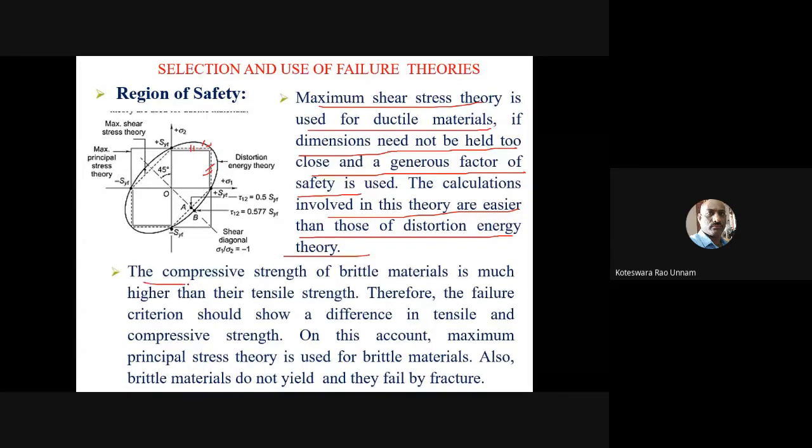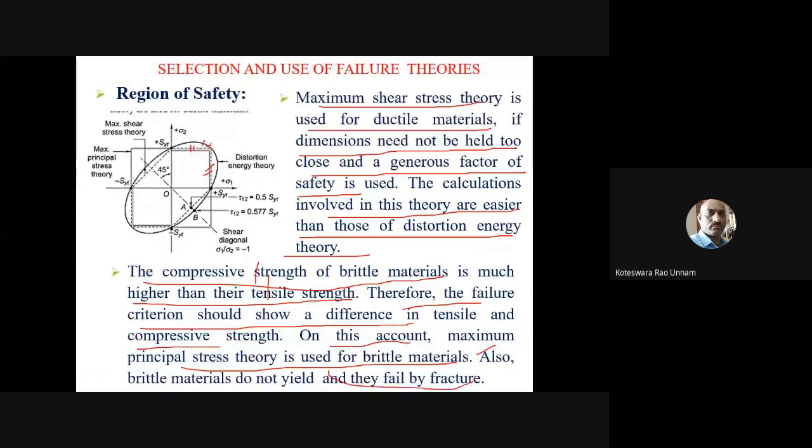Similarly, the compressive strength of a brittle material is much higher than the tensile strength. This we already discussed. Therefore, the failure criteria should show a difference in the tensile and compressive stress. On this account, maximum principal stress theory is used for brittle materials. Also, brittle materials do not yield and they fail by fracture. We already know this also.